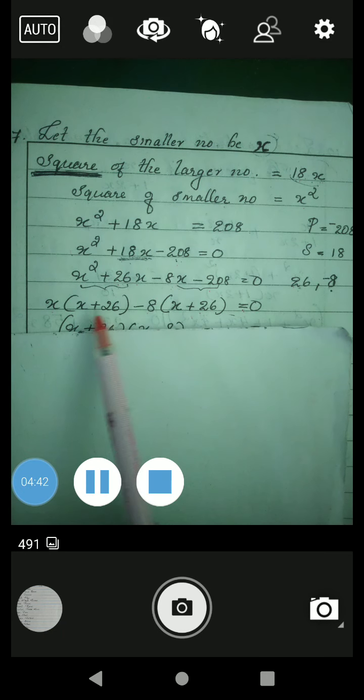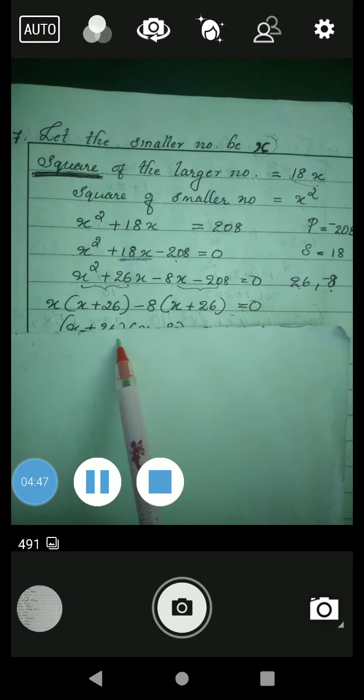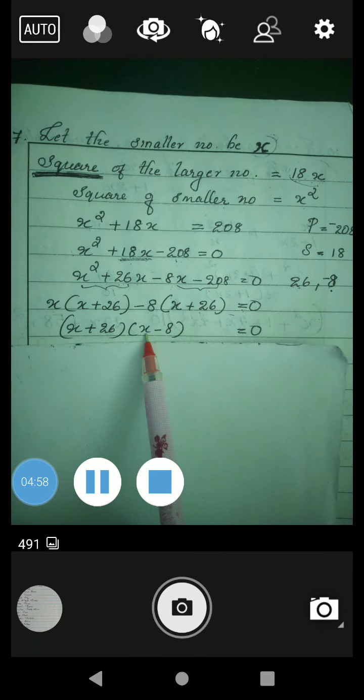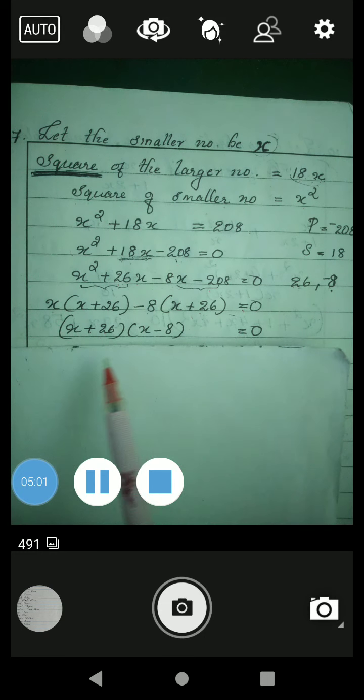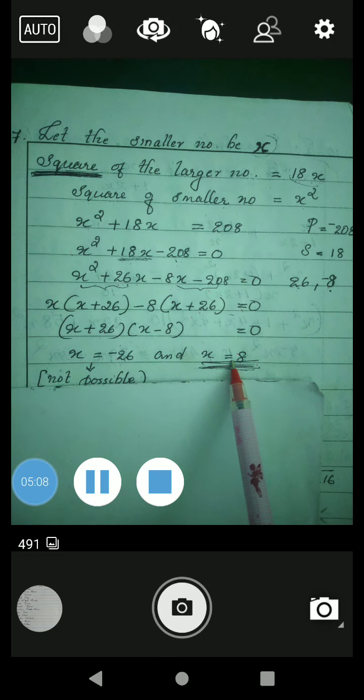Then the equation becomes x into x plus 26 minus 8 into x plus 26. Now, x plus 26 is common in these two terms, you can take it outside. What is the remaining? x plus 26 into x minus 8 equal to 0. Therefore, either x plus 26 equal to 0 or x minus 8 equal to 0. Okay. Therefore, when you solve, you will get x is equal to minus 26 and x is equal to 8.